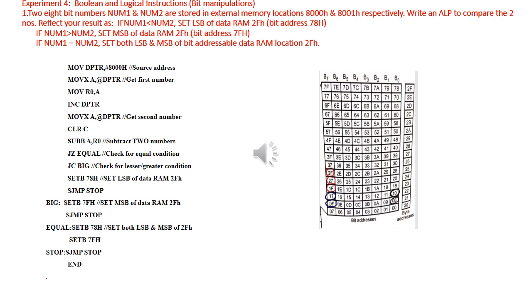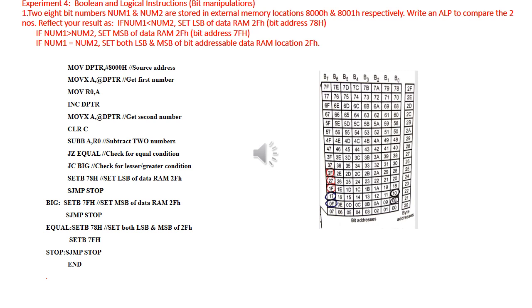After moving 8000H to DPTR, you should take the data which is available at this address. So it is MOVX A, @DPTR. At memory location 8000H, whatever data is available, you are going to copy to the register A. Why is it the MOVX instruction? Because you are going to access the external RAM memory. Whenever you access the external RAM memory, you should make use of the MOVX instruction. Then copy the data to the register R0. Temporarily store the data in the register R0.